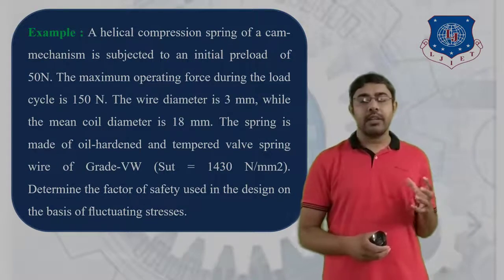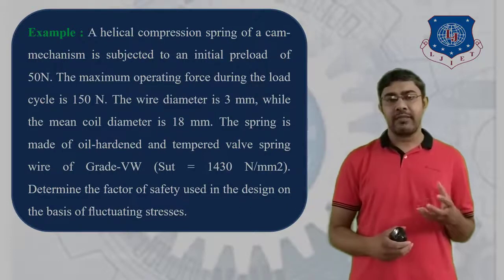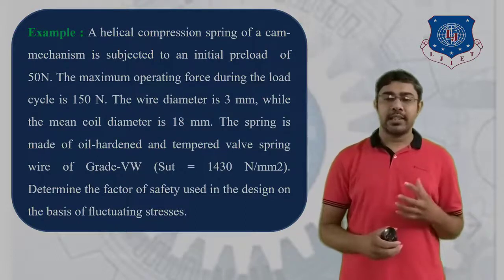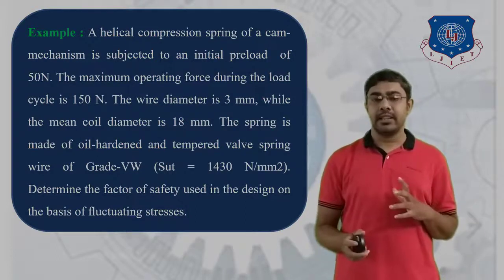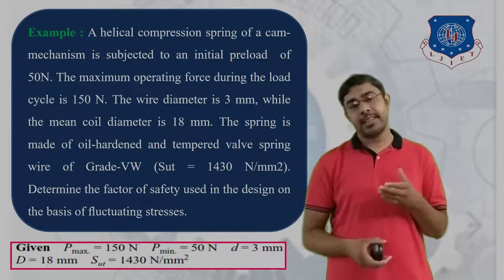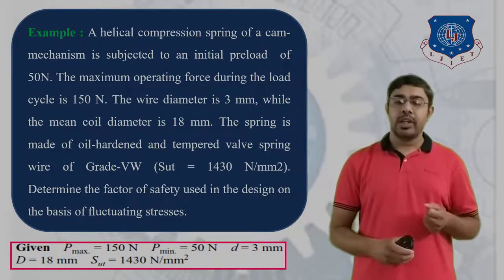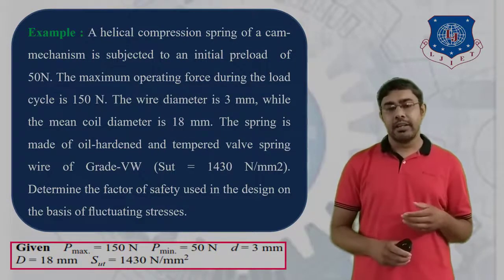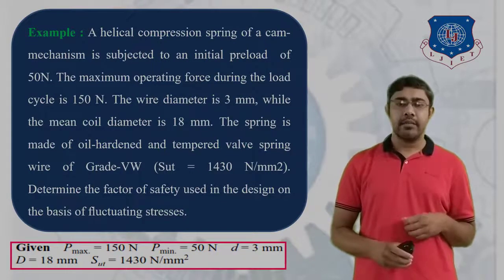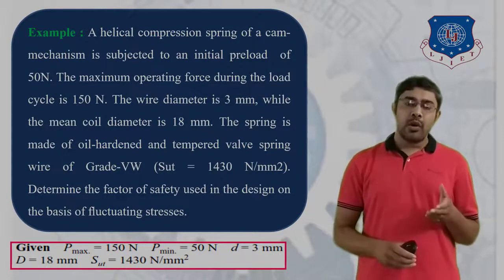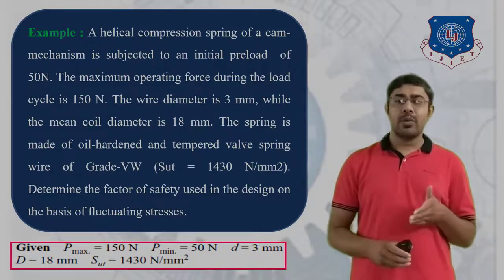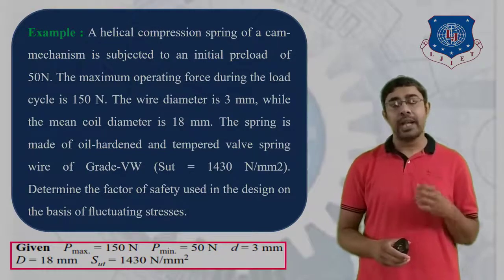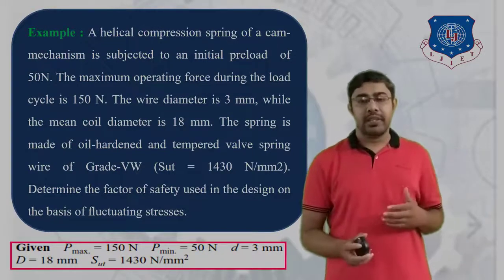So here we have to calculate the factor of safety used in the design on the basis of fluctuating stresses. First of all, we collect the data given here. Pmax is 150 newtons, Pmin is 50 newtons, small d is 3 mm, capital D is 18 mm, and Sut is 1430 Newton per mm square. So this is the given data and we have to calculate the factor of safety.